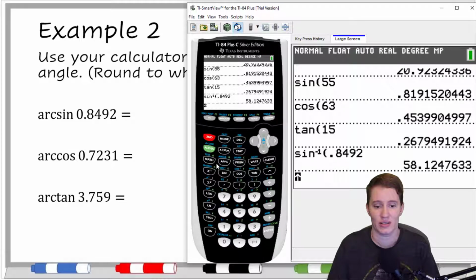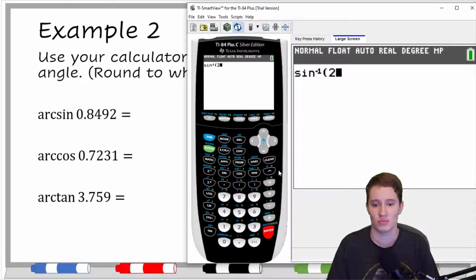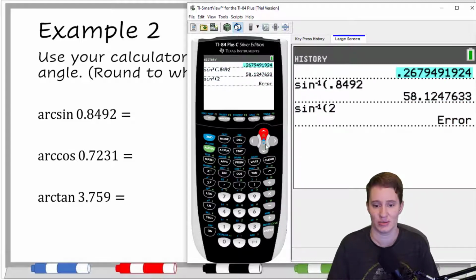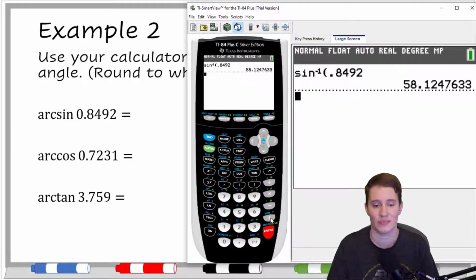So what I was saying is that if you do second sine and you put in something bigger than 1, you get an error domain. And so you can either quit or go to. I'm going to press go to. And I've made a terrible mistake here because I do want to still be able to see what inverse sine of that was. So it doesn't work. If you're getting an error like that, it's because you've done something incorrectly. Because these decimals should be between -1 and 1.